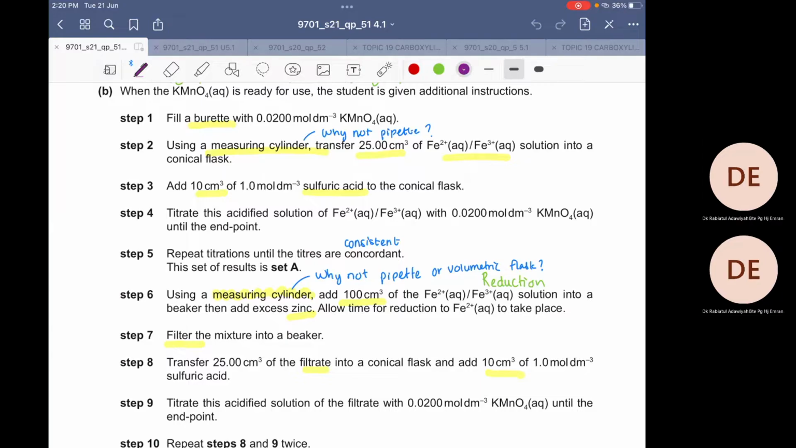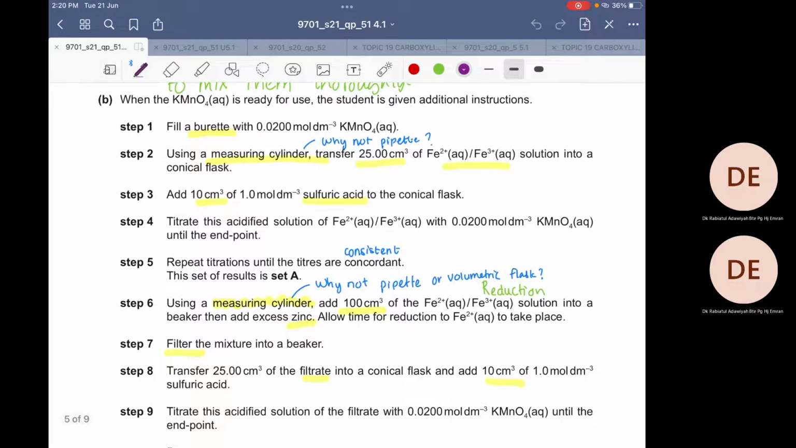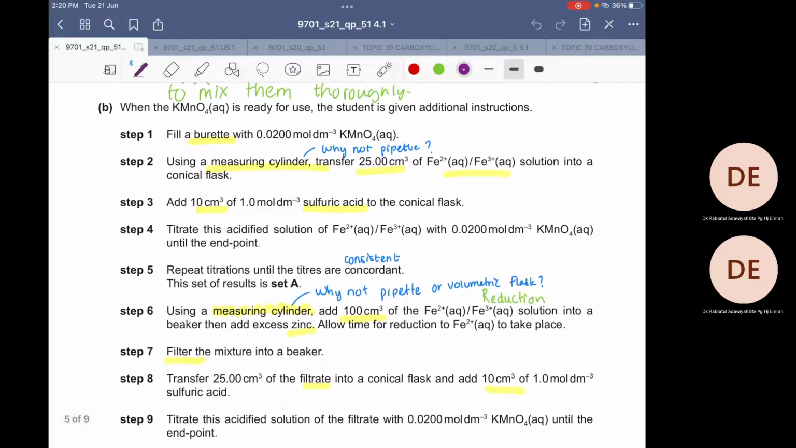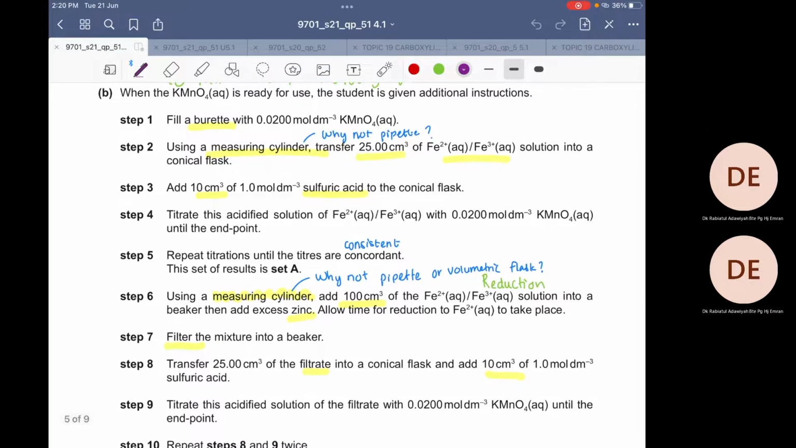Okay, so this is question 2, and it's part B of the question. I'll just quickly read off the instructions. They fill in a burette with 0.02 mole per dm cube of potassium manganate. So I assume that's titration happening. They measure out 25 centimeter cube of Fe2+ Fe3+ solution using a measuring cylinder.